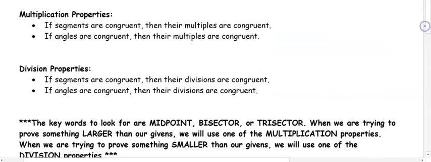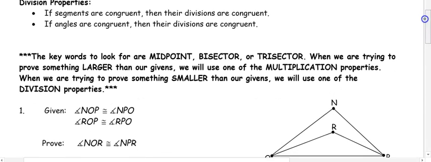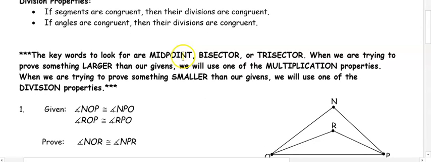The other two operations are multiplication and division. So in multiplication, if segments are congruent, then their multiples are congruent. If angles are congruent, then their multiples are congruent. In the division property, if segments are congruent, then their divisions are congruent, and if angles are congruent, then their divisions are congruent. To know when we're using multiplication or division, we want to look for words like midpoint, bisector, or trisector. When we're trying to prove something is larger than our givens, we use multiplication. When we're trying to prove something is smaller than our givens, we use the division property.